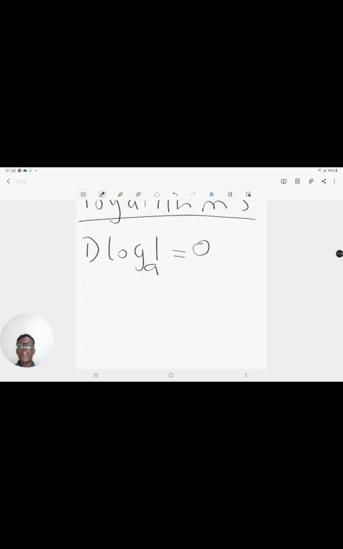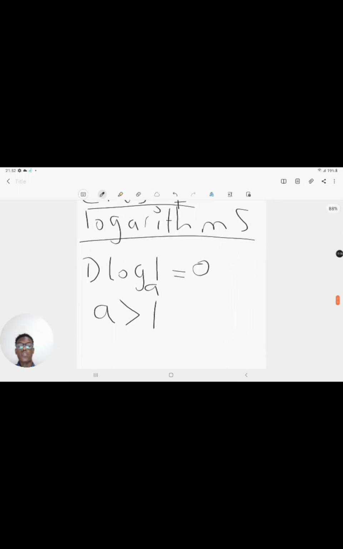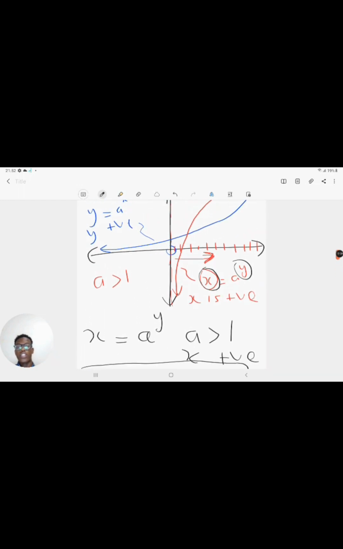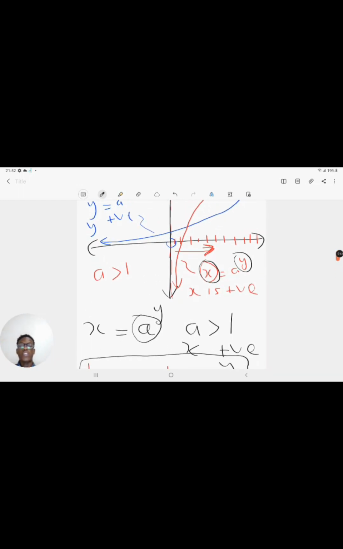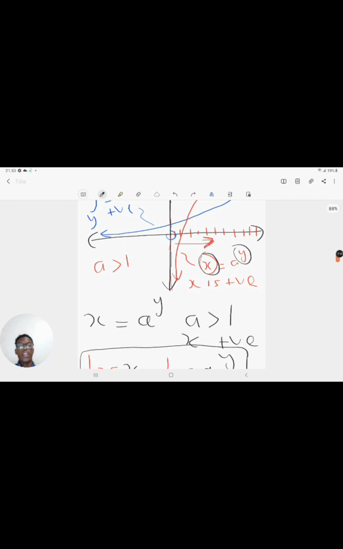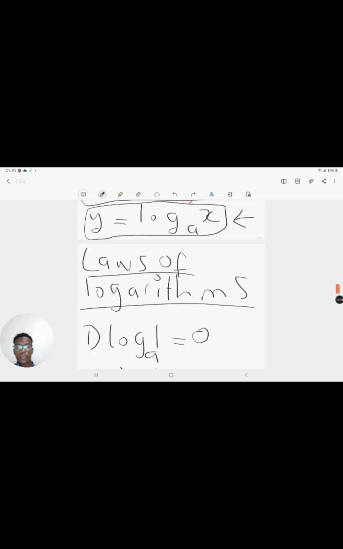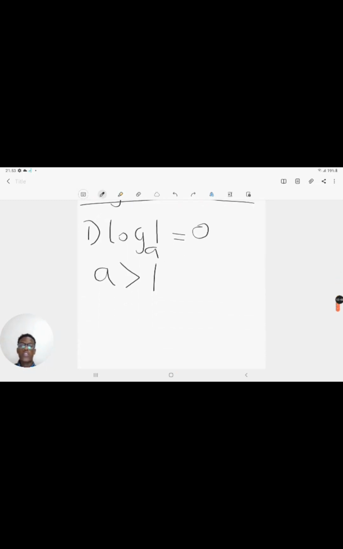So the logarithm of 1 with any base is equal to 0. That's the first law that you have to remember. To demonstrate that, it doesn't matter what number you have there, it doesn't matter what base you have there, as long as the base is greater than 1. Now, why is this base greater than 1? Remember, this is the inverse of an exponential, and for an exponential function, the base is always greater than 1. So a is greater than 1.